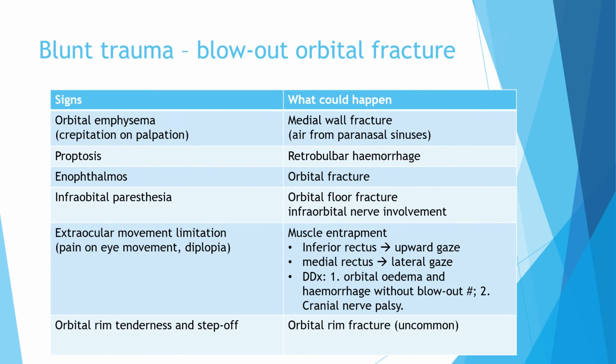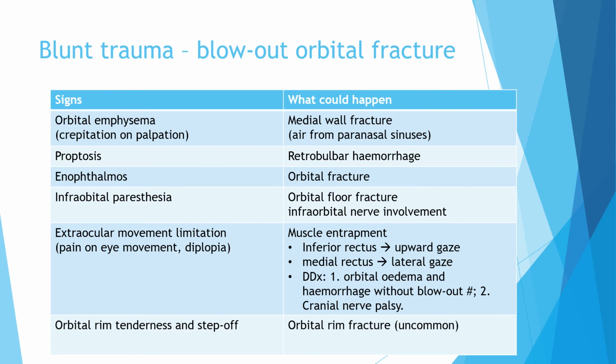These are the signs in orbital fracture, and they reflect the extent of damage. In orbital emphysema, the air comes from the paranasal sinuses after fracture of the medial wall. Proptosis could reflect an underlying retrobulbar hemorrhage. Anophthalmos if the globe sinks into the fracture hole. Infraorbital paresthesia indicates infraorbital nerve involvement, and therefore orbital floor fracture is likely.